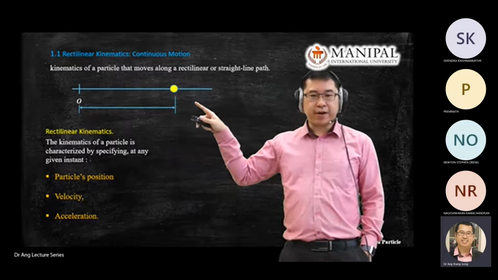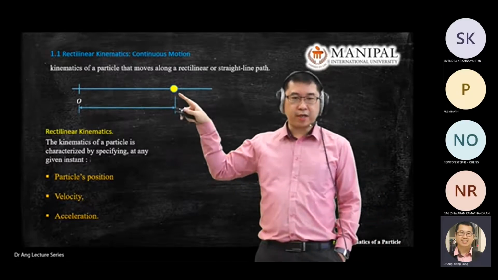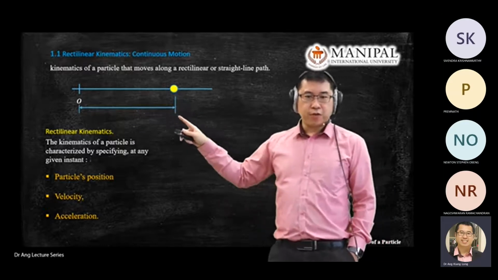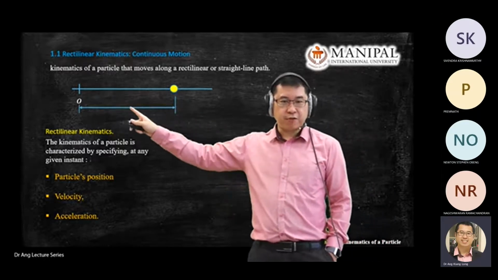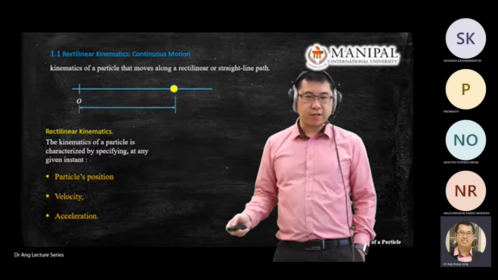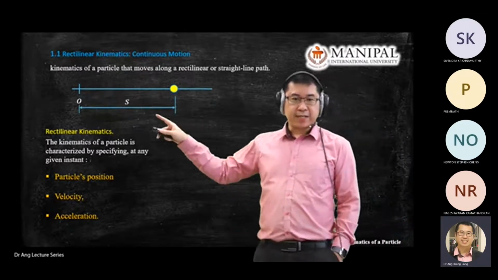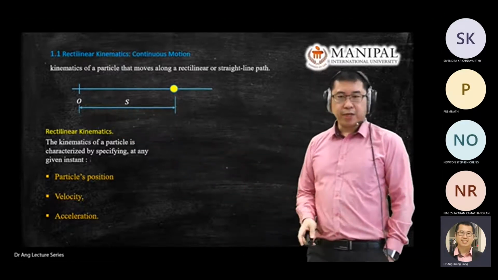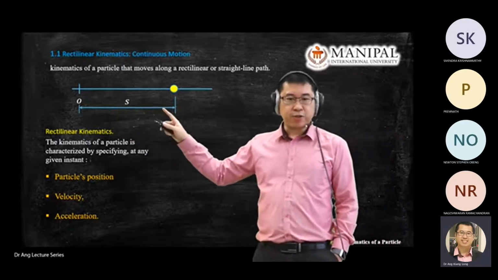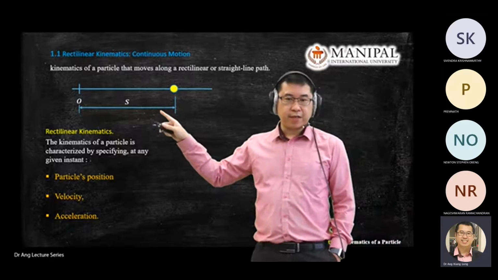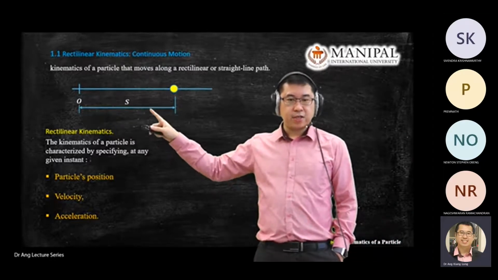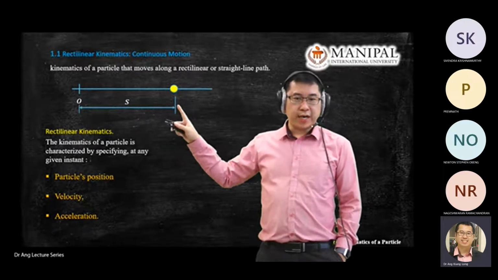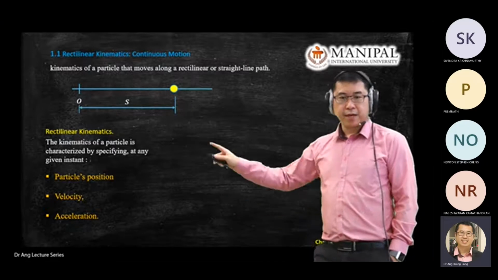So go back to the diagram. This yellow dot here moves from origin 0 to this position. So there must be a distance traveled from the origin to this position. We label it as S. Previously, in some lectures, they use S as a displacement that you learned in statics, right? So S is the distance traveled from the origin to the end position.